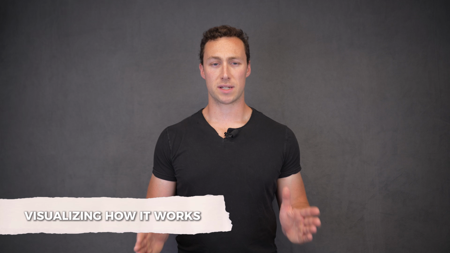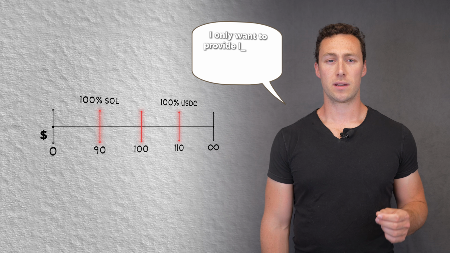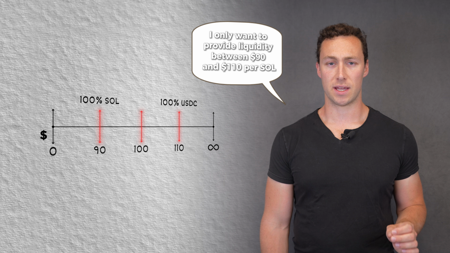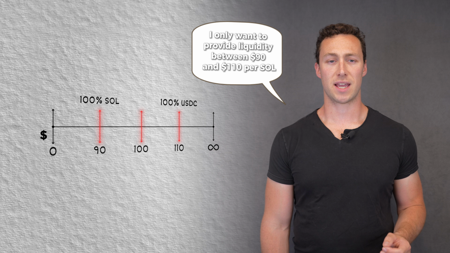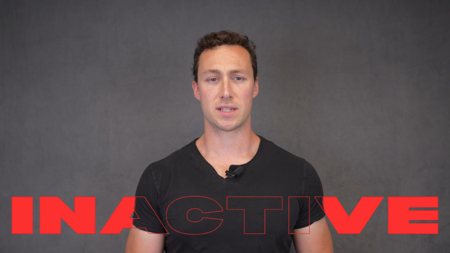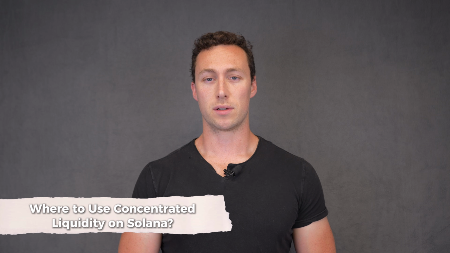Let's simplify this with an example. Imagine you provide liquidity to a SOL-USDC pool. In a classic AMM, your capital is split across every possible price, even prices that may never happen. But in a CLMM, you can say, I only want to provide liquidity between $90 and $110 per SOL. Now your capital is focused in that zone, and when trades happen within that range, you earn more fees with less capital deployed. If price moves outside that range, your position becomes inactive, it stops earning, and it converts into one side of the pair.